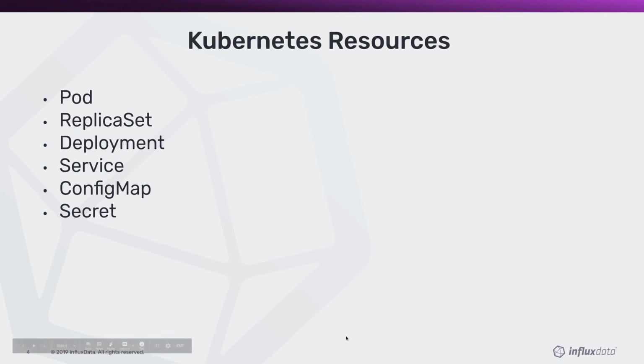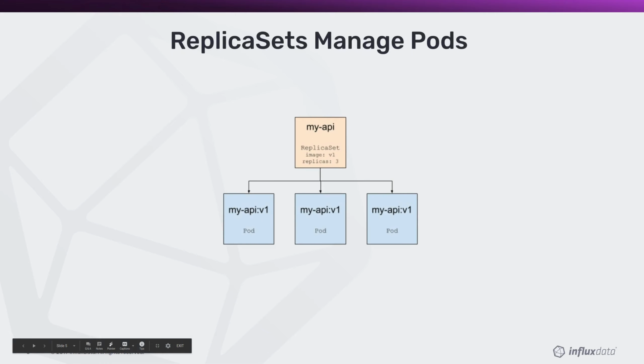Okay. So as I said, ReplicaSets manage pods. We are able to instruct a replica set to change its number of replicas, and that will add and remove pods for us. We don't need to create and remove the pods.